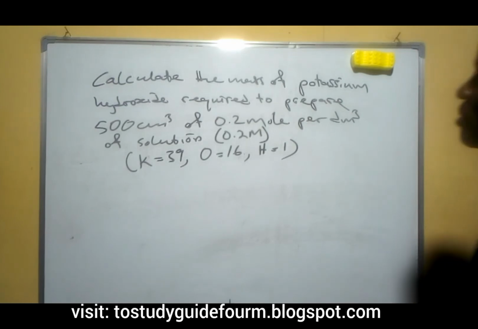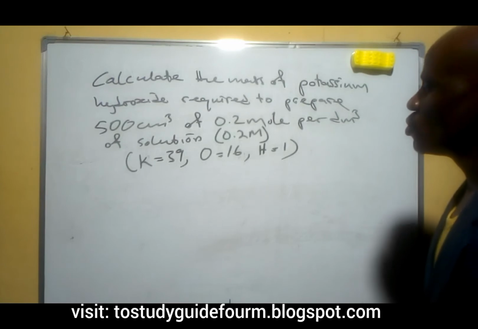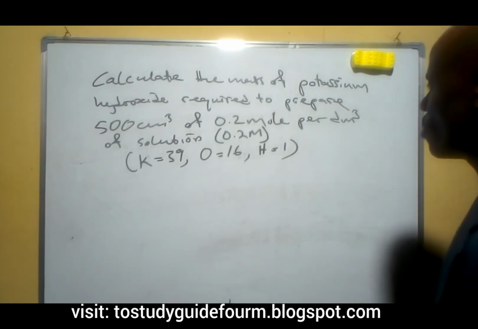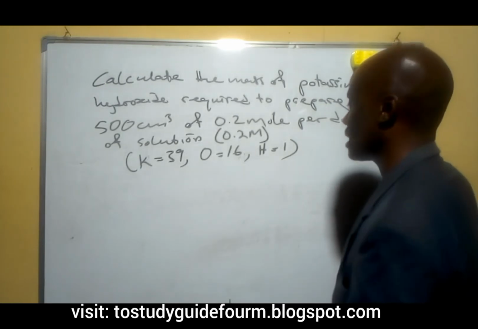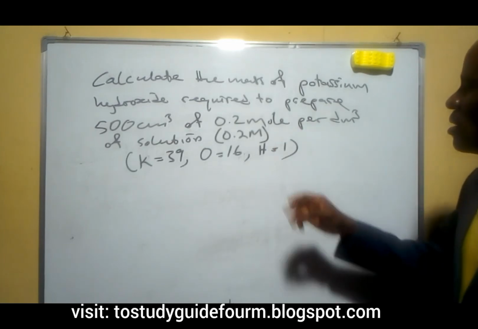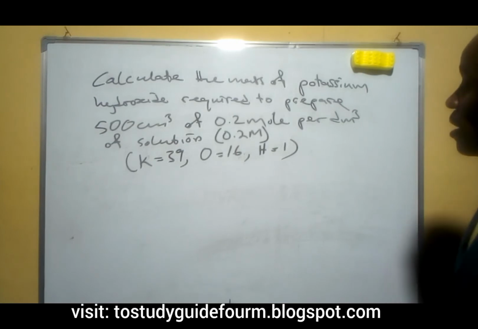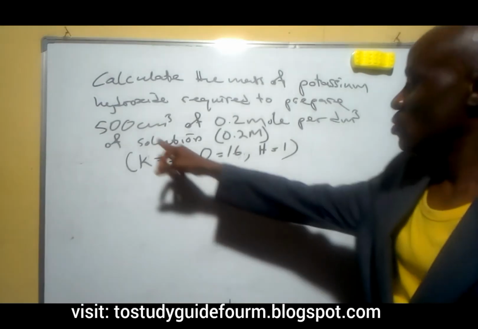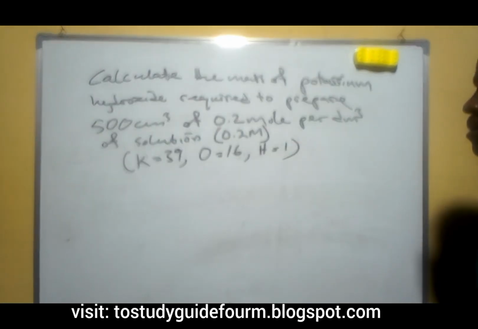In this question they say, calculate the mass of potassium hydroxide required to prepare 500 cm cube of 0.2 mole per dm cube of solution. That means this can also be looked at as the molality. Do you understand? That means the molality of the solution that we need to prepare is 0.2 mole. Is that okay?